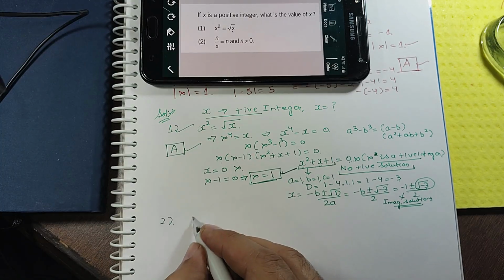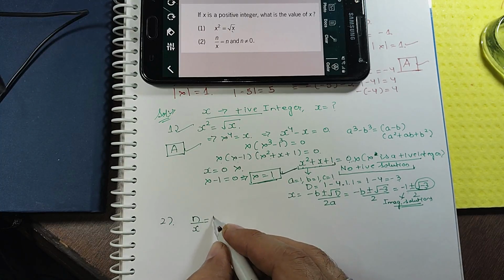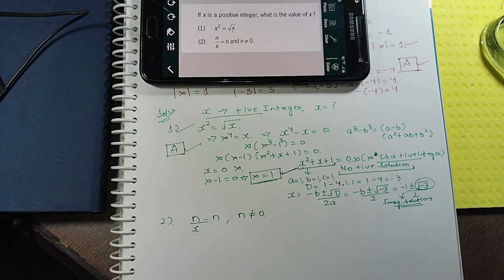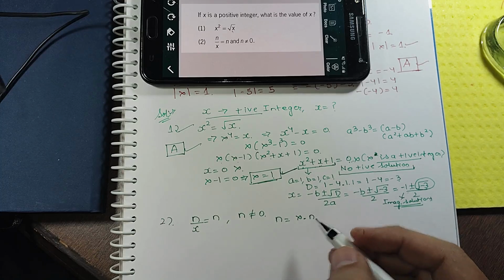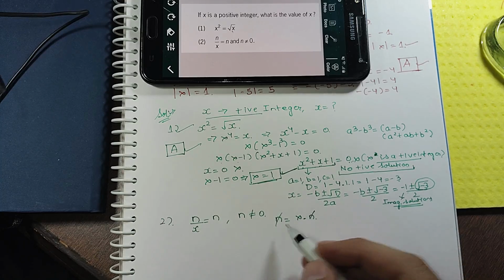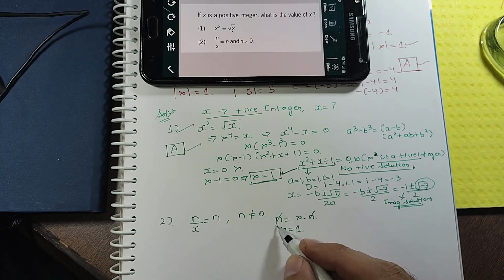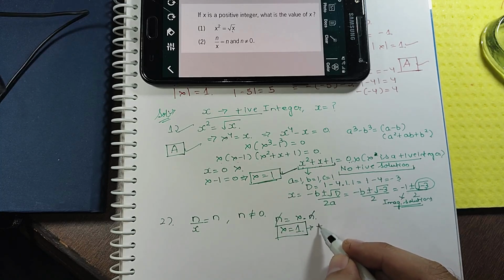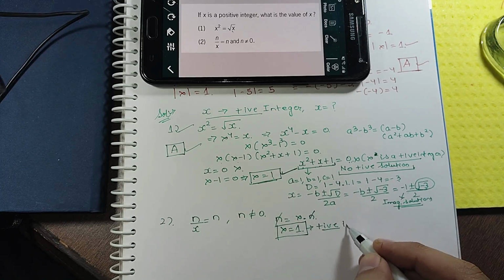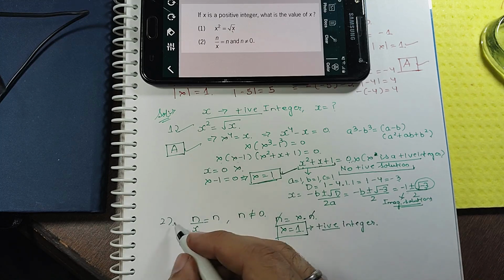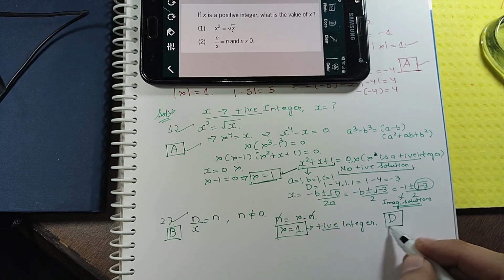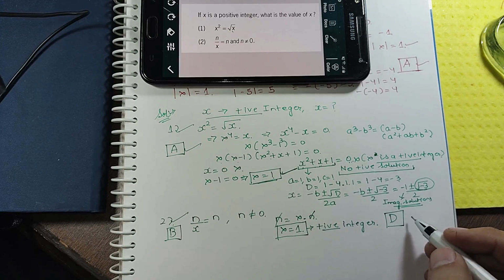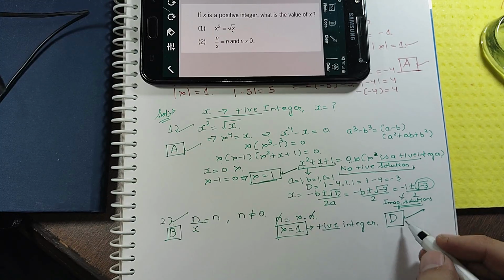Statement 2 says that n upon x is equal to n and n is not equal to 0, right? So I can write n equal to x multiplied by n. Cancelling n and n, I get the value of x equal to 1. So again, this is a positive integer and it is the single value which is coming out of the given equation. So statement 2 is also sufficient. So statement D, that both statements are individually sufficient to answer this question, is the right answer.